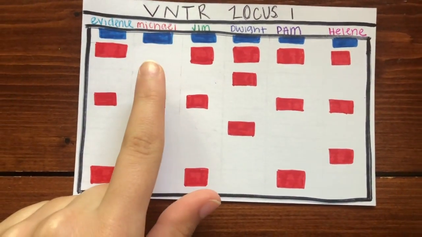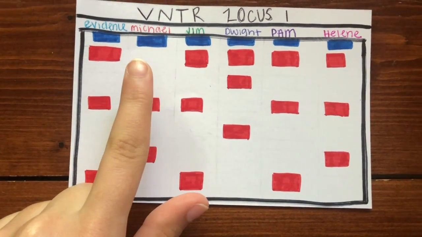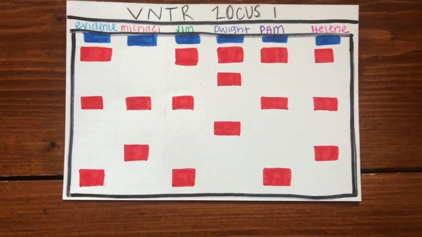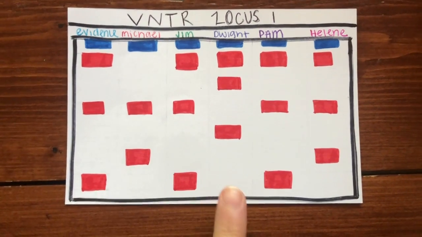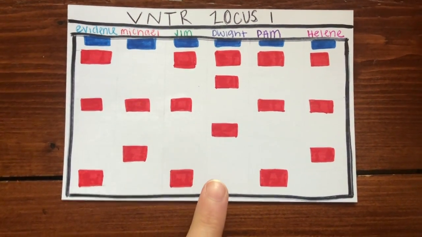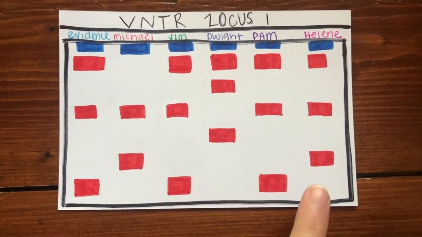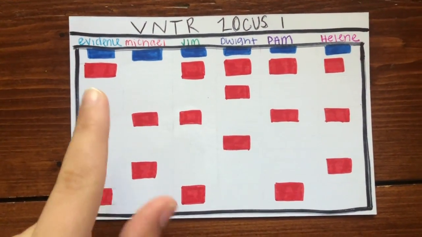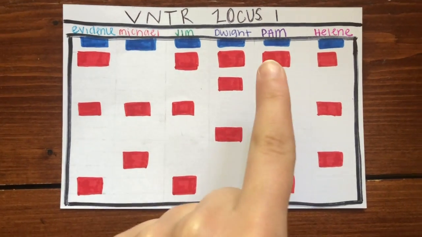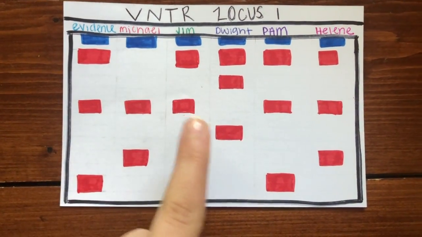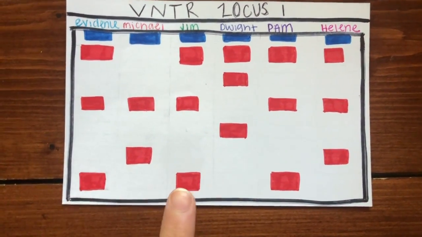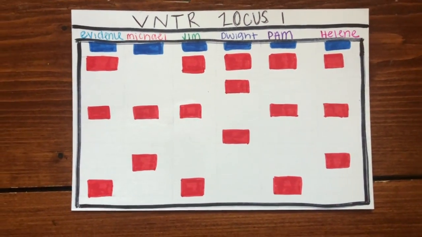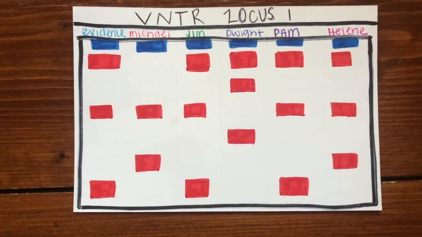Well, we can eliminate the victim because he doesn't even have this band here. Second, we can eliminate suspect number 2, Dwight, because he doesn't have the band down here. We can also eliminate Helene because she doesn't have that band either. So Jim and Pam are the ones that are left. Jim and Pam both have that band, they both have this band, and they both have this band. We're going to have to look at another locus to see who it is.